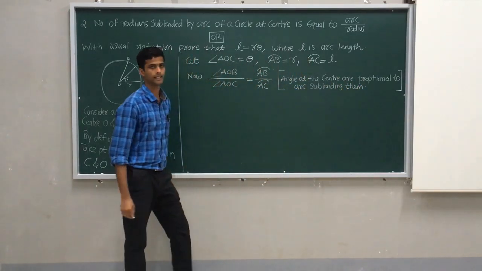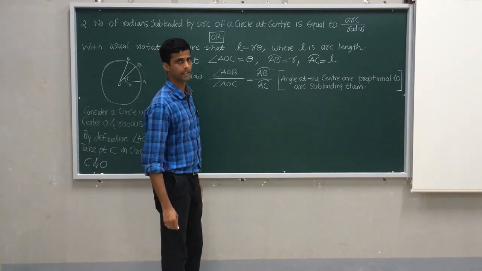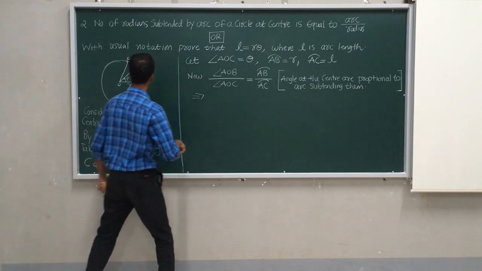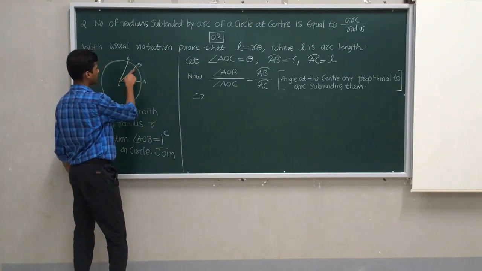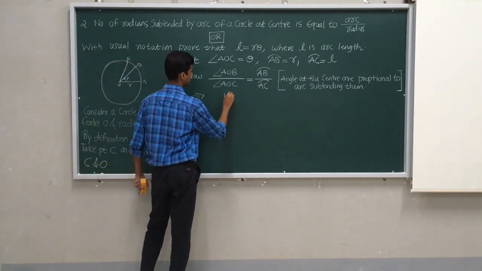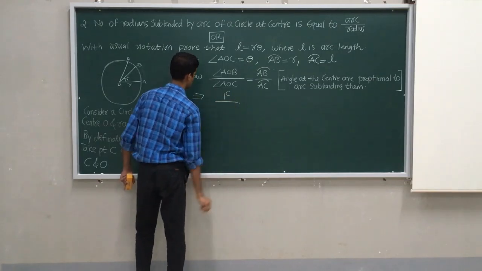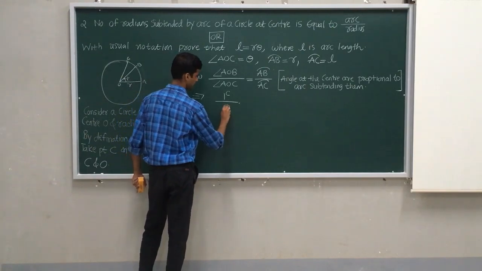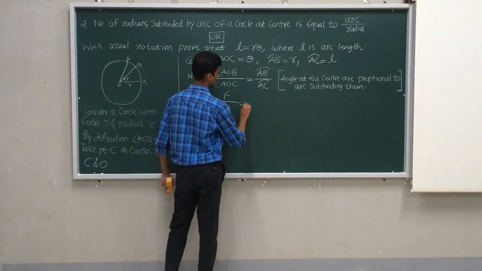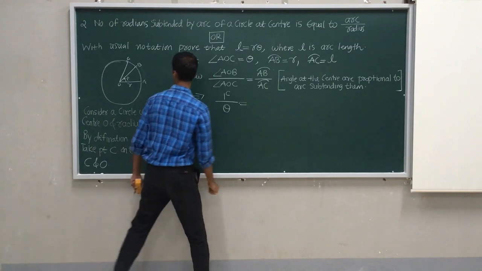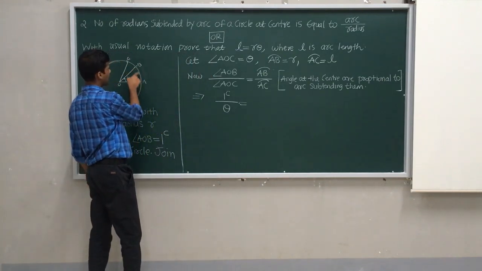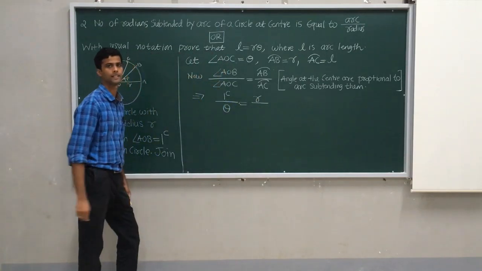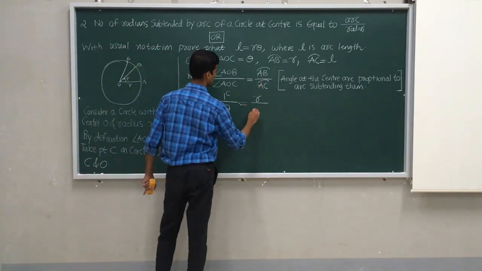Angles at the center are proportional to the arcs subtending them, that is in lower classes. What is angle AOB? It is 1 radian. What is angle AOC? It is theta. What is arc AB? Arc AB is nothing but R. Then what is arc AC? L.